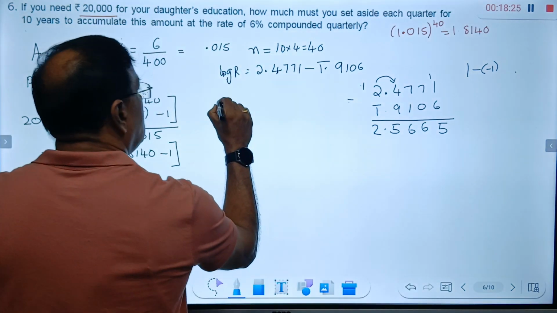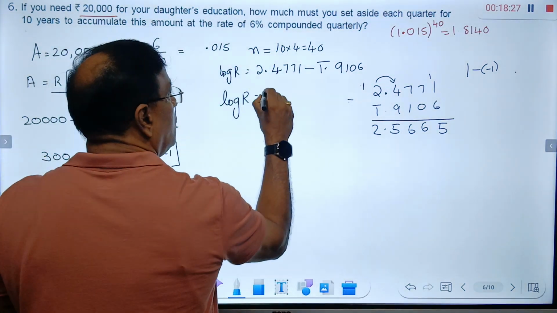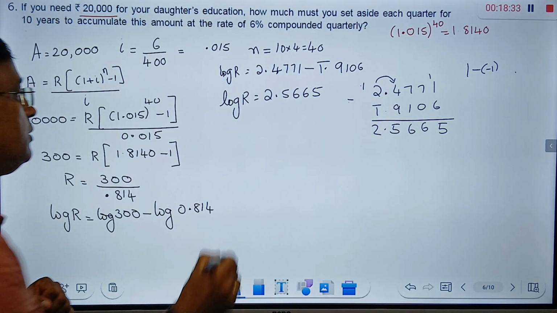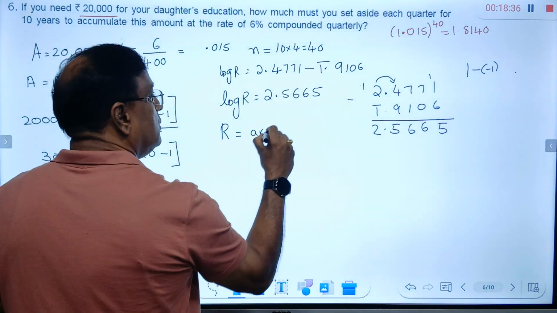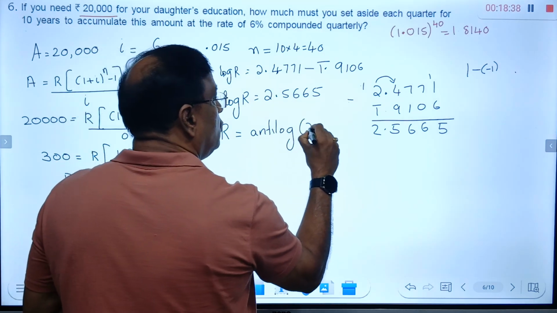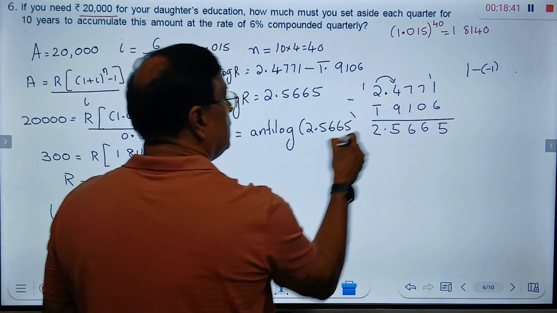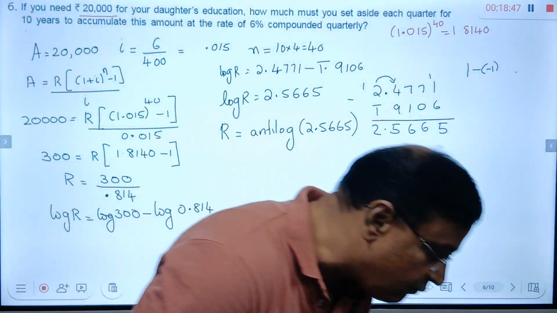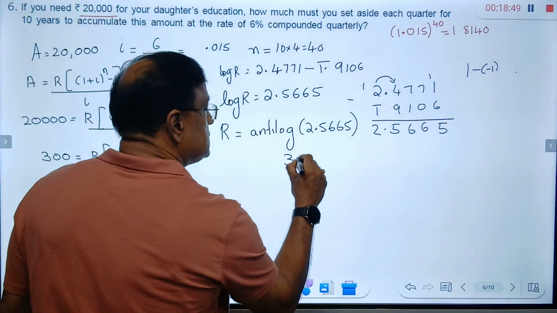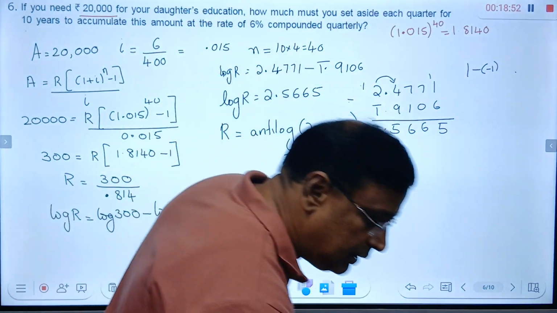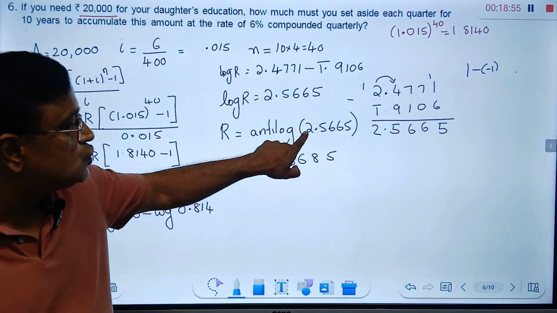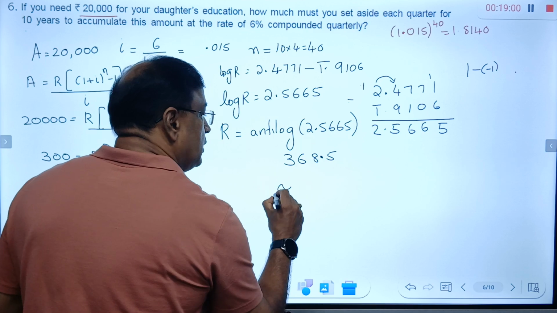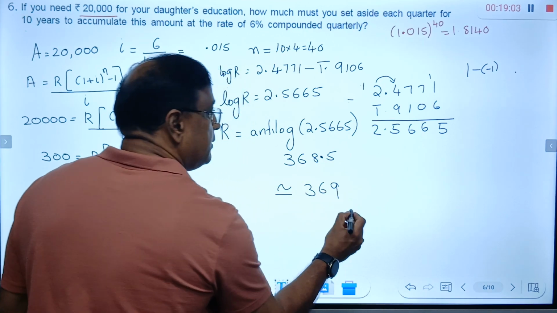Correct? So this will be log R equal to 2.5665. Now I need to take anti-log. R equal to anti-log of 2.5665. Now you know how to look at the anti-log. You have to look at 5665. Anti-log of 5665 is 3685. Since the characteristic is 2, it should be a 3-digit number. So approximately I got the answer as 369.